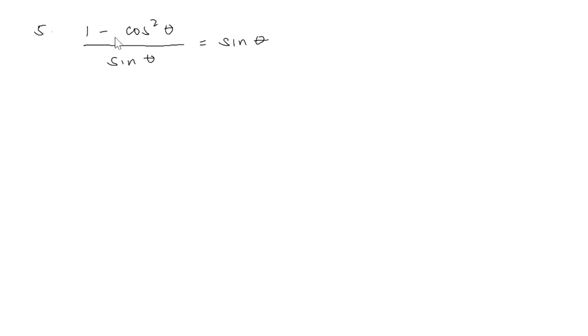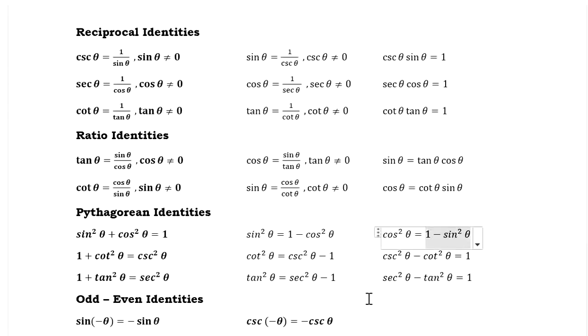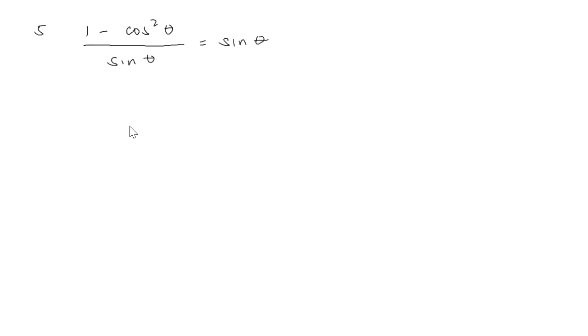Our numerator is 1 minus cosine squared theta. Let's check our fundamental identities to see if it has a value. So, 1 minus cosine squared theta, yes, there is. And that is sine squared theta. So, we can replace our numerator by sine squared theta over, since our denominator is sine theta, we just copy it, is equal to sine theta.